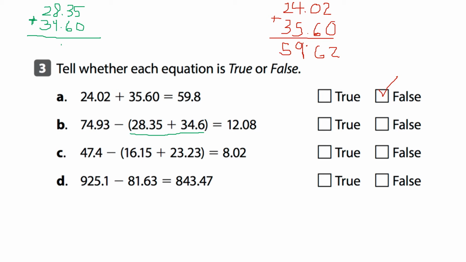So we get 5 plus 0 is 5, 6 plus 3 is 9, 8 plus 4 is 12, carry the 1 to the tens place, and then we get 3 plus 2 plus 1 is 6. So we're not done yet because we have to subtract. So we got this as our answer to the addition problem, and now we have to take our answer and subtract it from 74 and 93 hundredths.